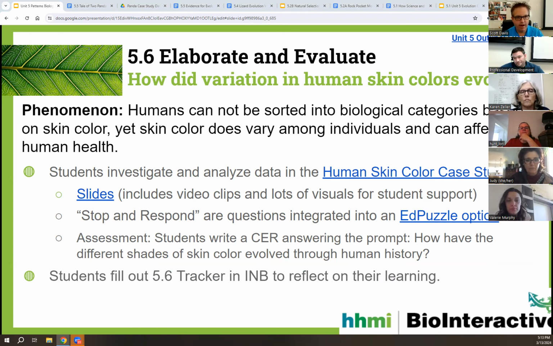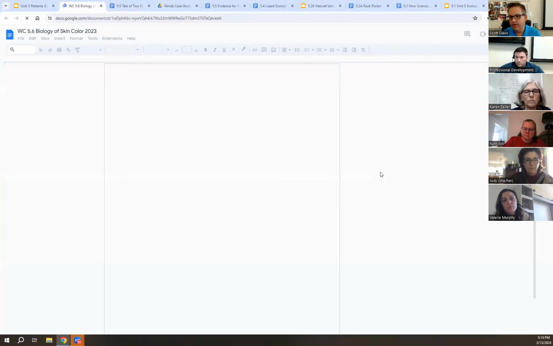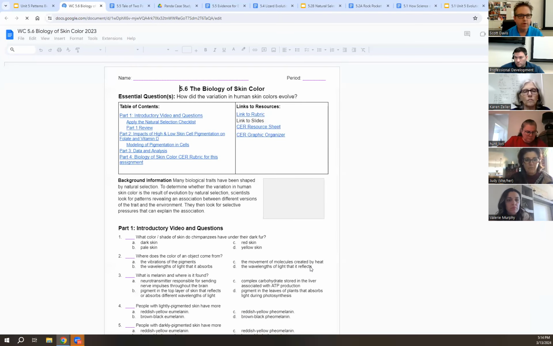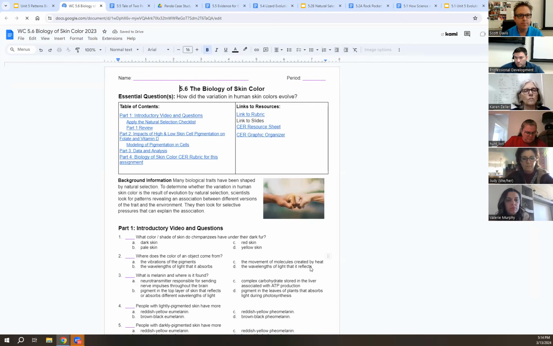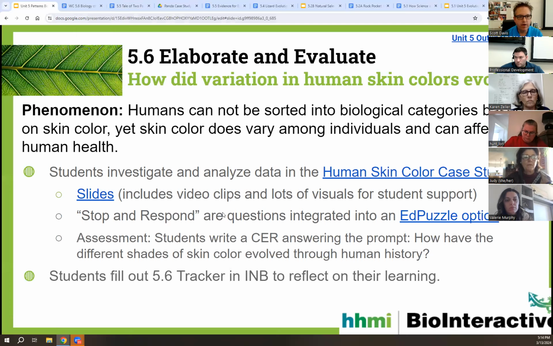This is also a great way to tie in the discussion at the very beginning. It's almost like the biological race discussion, talking about race being something that we have created as a social construct as opposed to being a biological basis. This is a great bookend for that discussion, and kind of takes it a step further. So if you go to the essential question, we're looking at how did variation in human skin color arise.